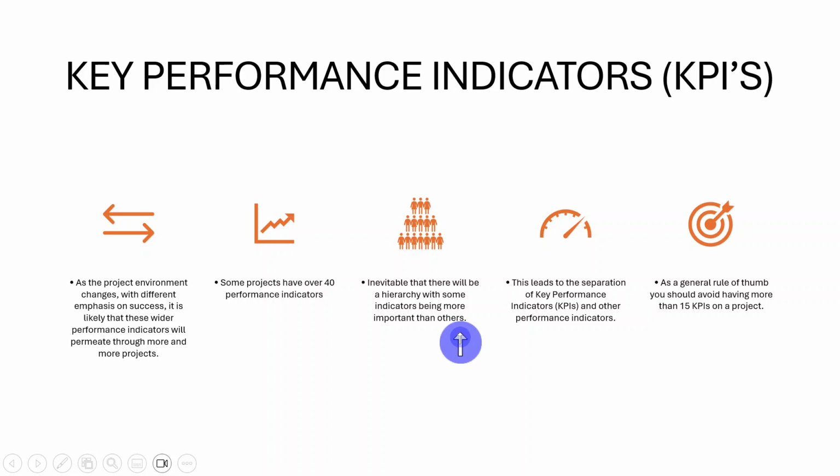Definitely, as I said, it's better that you keep rotating the KPIs rather than sticking to the first few ones or having too much on a plate at one go. This leads to the separation of key performance indicators and other performance indicators. And last, as a general rule of thumb, you should avoid having more than 15 KPIs on a project.